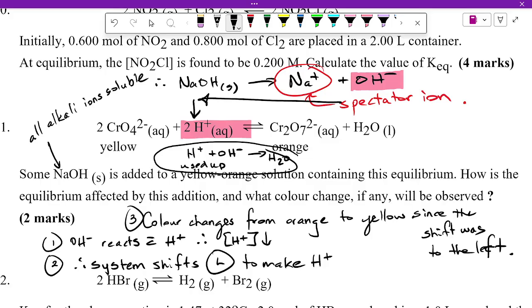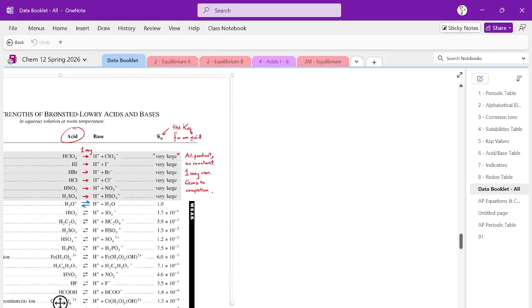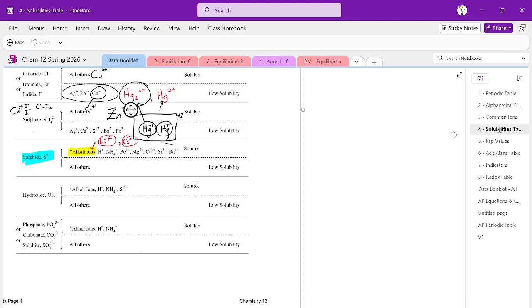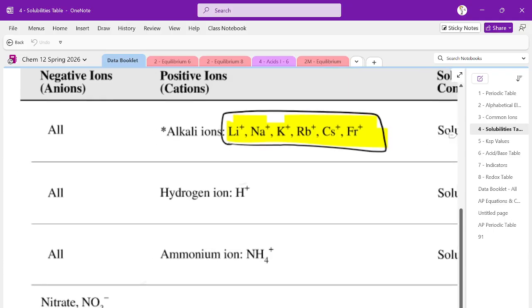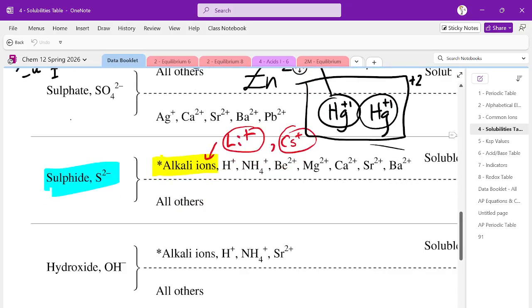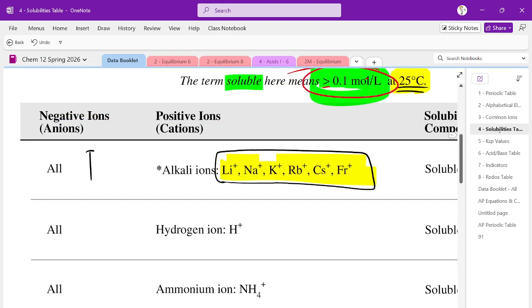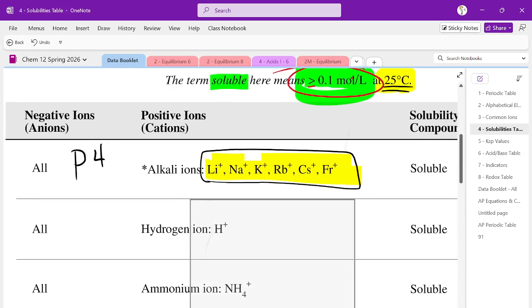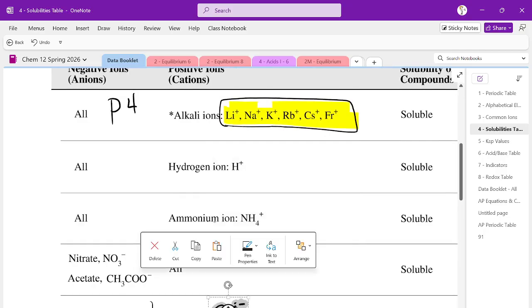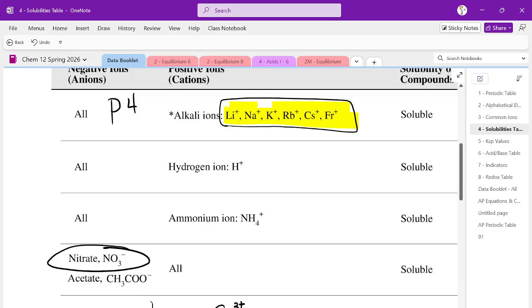How do I know it's a spectator ion? Na is always a spectator ion. Yeah, so if you've got your data booklet, and we've got our solubilities. Alkali ions, this is on page 4, are always soluble, so they're not going to react with anything, okay? And the other one that you need to know is nitrate. Nitrate is always going to be a spectator ion also.